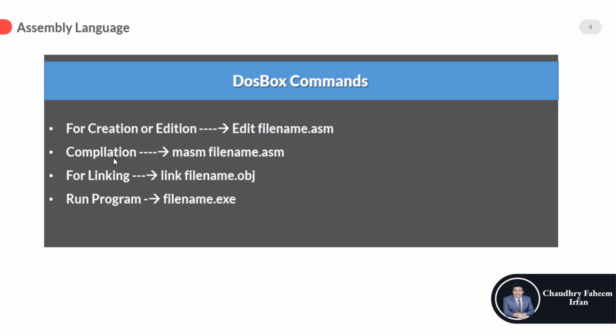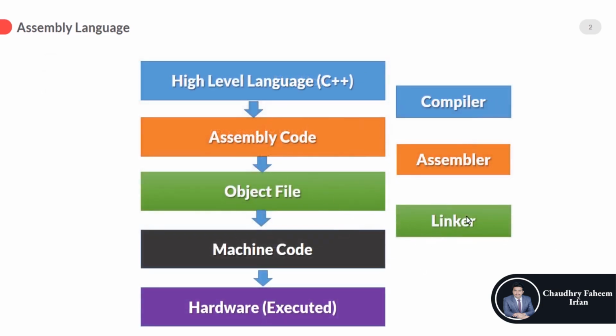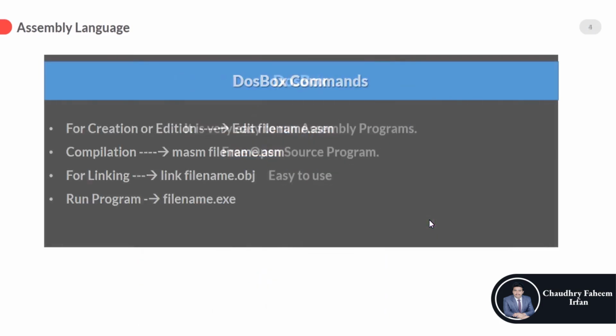What is the process for compilation? The compilation process is the MASM keyword, then filename.asm. We create our programs in DOSBox, but MASM is the Microsoft assembly environment from which we run our programs. Then we use the linker to link our object file with libraries: link filename.obj. The compilation process creates an object file, and then we convert it into executable machine code, and run filename.exe to run the program.